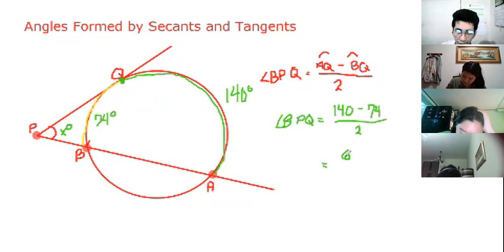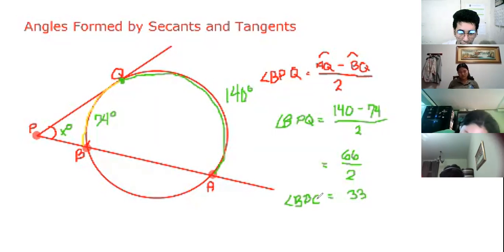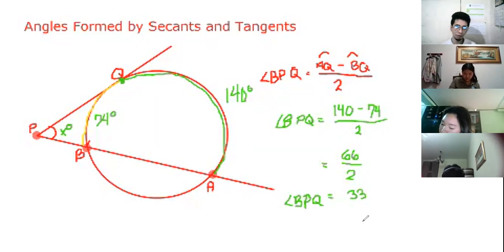Okay. Then 66 divided by 2. So this one is 30. Tama ba? So angle BPQ is 30. So angle BPQ natin is 30. Okay, so ganun lang. Yes, at least.